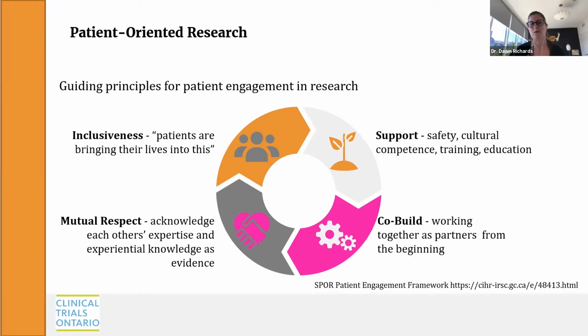So it doesn't matter where you acquired your knowledge about the condition that's being studied, whether that was through your life experiences, whether that was many years in school. Everyone's knowledge about the condition or the question that's being studied is equally as important. It doesn't matter where you learn that. So these are all guiding principles to help out with patient-oriented research.